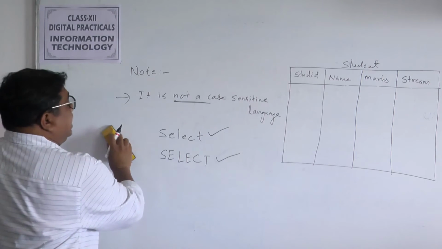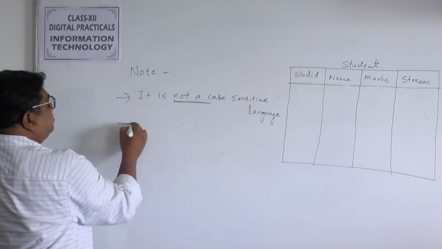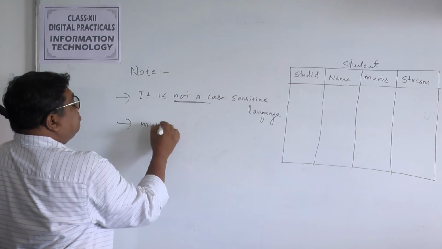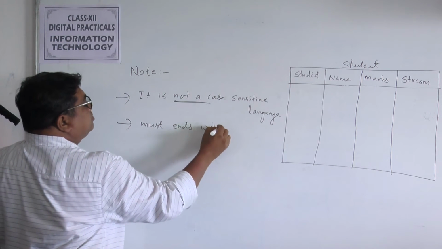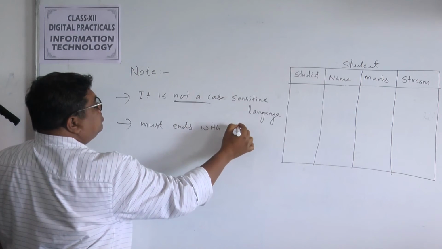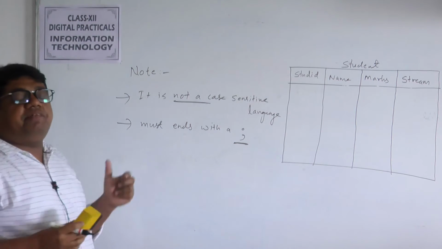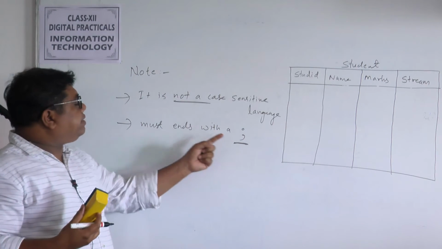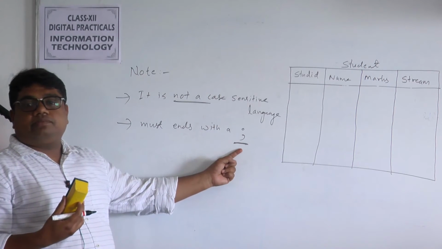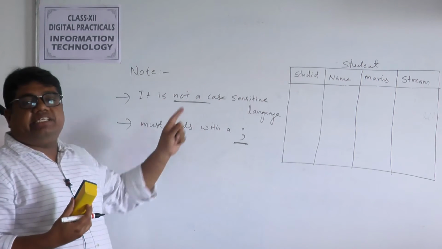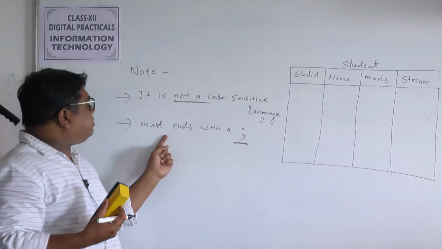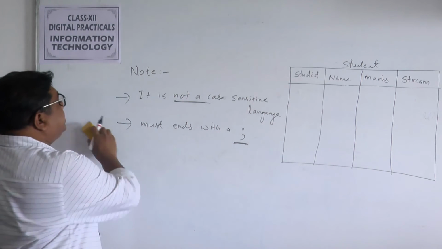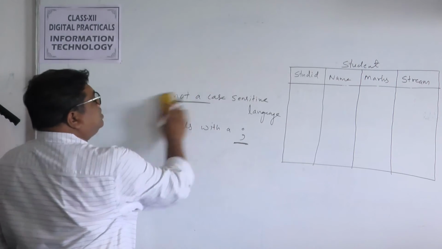And every statement in SQL must end with a semicolon. Whenever we write statements in SQL, every statement must end with a semicolon. So you have to note these two things: it is not a case sensitive language, and statements in SQL must end with a semicolon. So now come to the point. Now we are going to create a table.